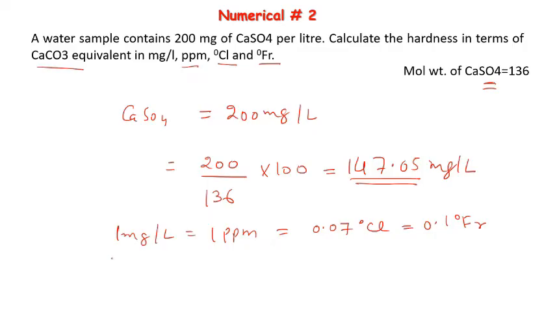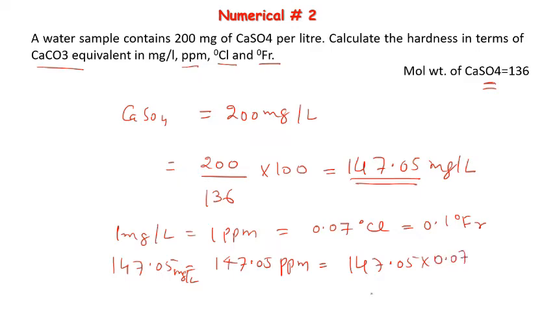So how many milligrams are we having? 147.05. Same is the ppm. This is milligram per liter, and this much, 147.05 ppm, is multiplied by this. So how much will we get? We will get 147.05 into 0.07. So this will be equal to 10.29 degree Clark, which is equal to 14.71 degree French. So I think you will be able to understand this numerical problem. These are the answers in different terms.